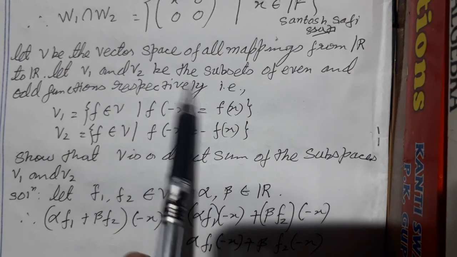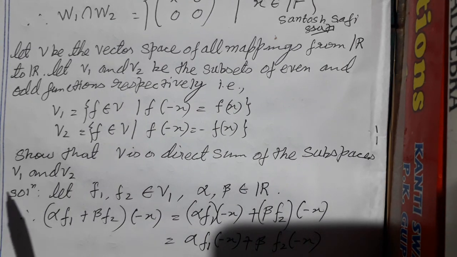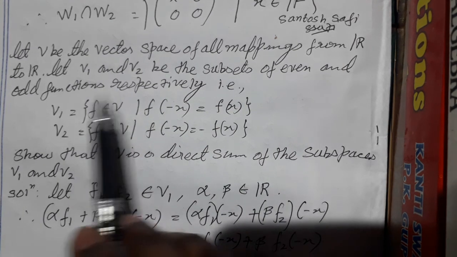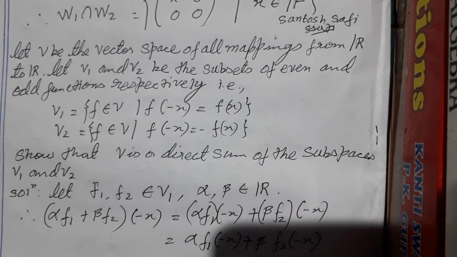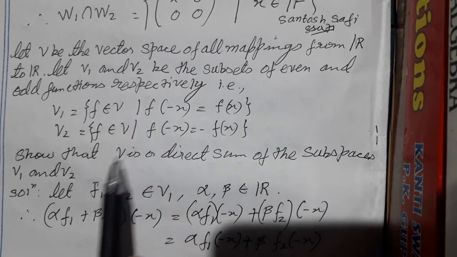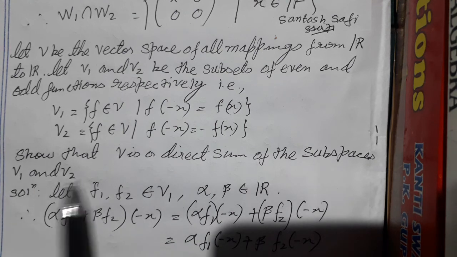So here we have this. We are taking V to be the vector space of all mappings from real numbers to real numbers. We take two subsets: V1 is the subset of even functions and V2 is the subset of odd functions. We have to show that V is the direct sum of the subspaces V1 and V2.